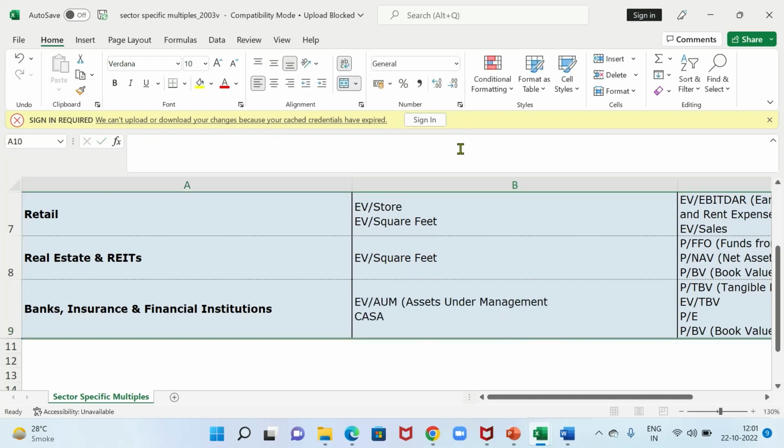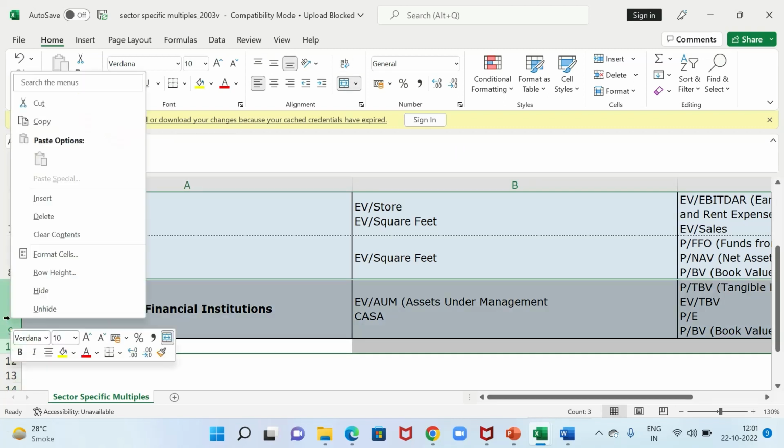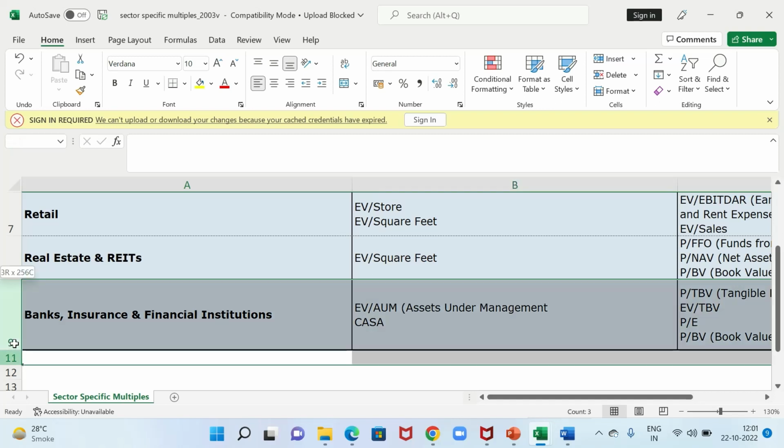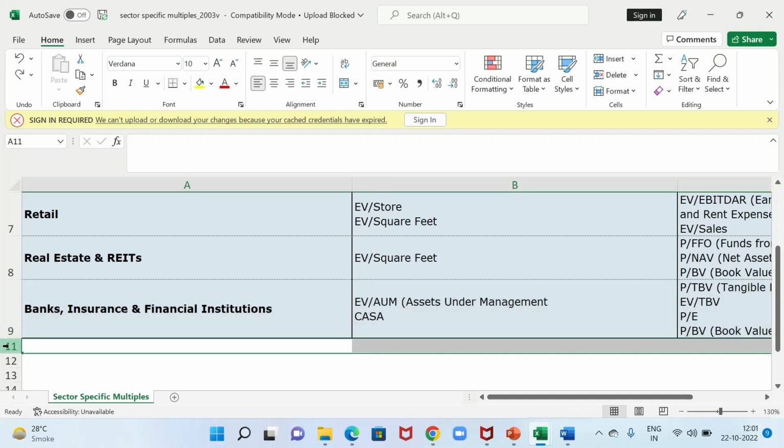Sir, for banks, if their business is such that deposits are their liability and loans are their assets, then while calculating enterprise value, it wouldn't be sensible to calculate enterprise value for banks, right?